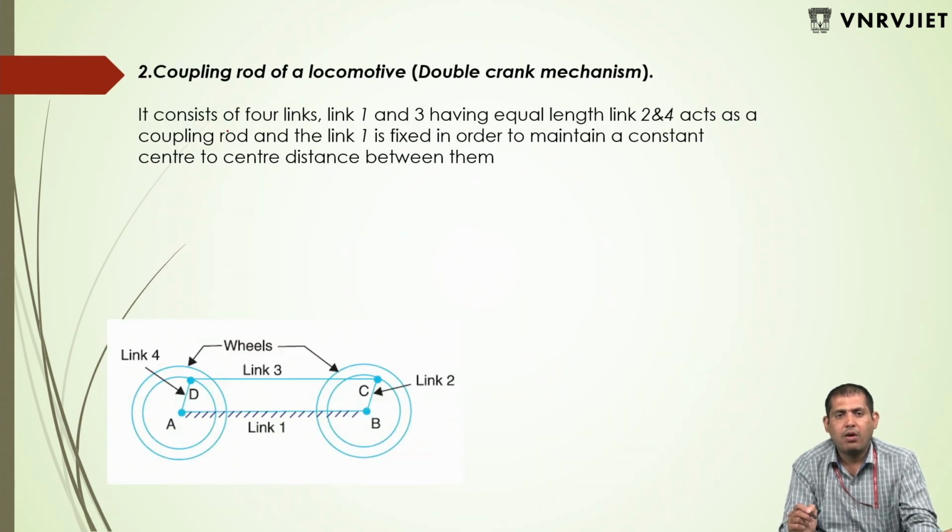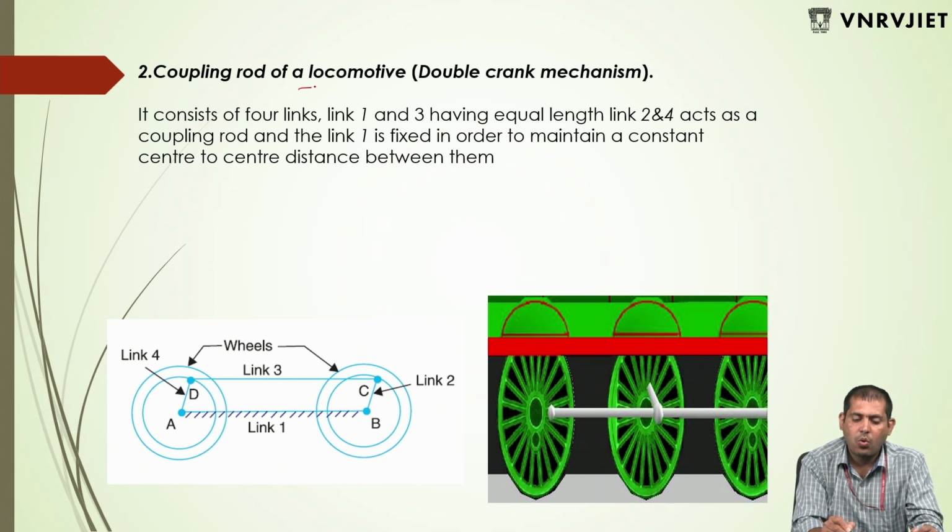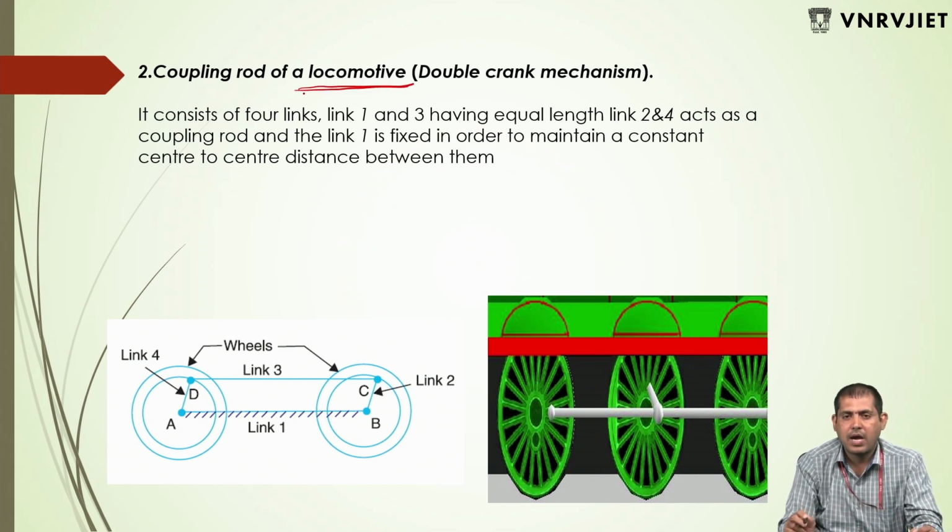Next, coupling rod of a locomotive. So named itself locomotive. This mechanism, the double crank mechanism, is used in the locomotive engine, where we are going to pull the forces. We supply power to one wheel, and the same power is supplied to the other wheel with the help of the coupling rod.